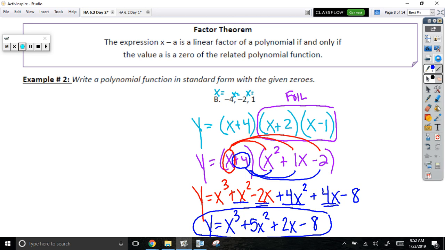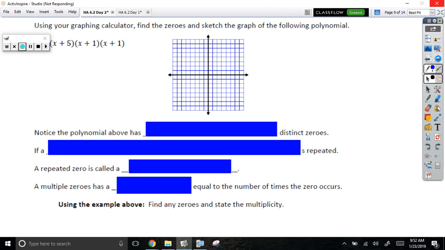Okay, so we have a little example up here given to us. Using our graphing calculator, find the zeros and sketch the graph. So I want you guys to do that really quickly. Find the zeros and sketch the graph using your graphing calculator.